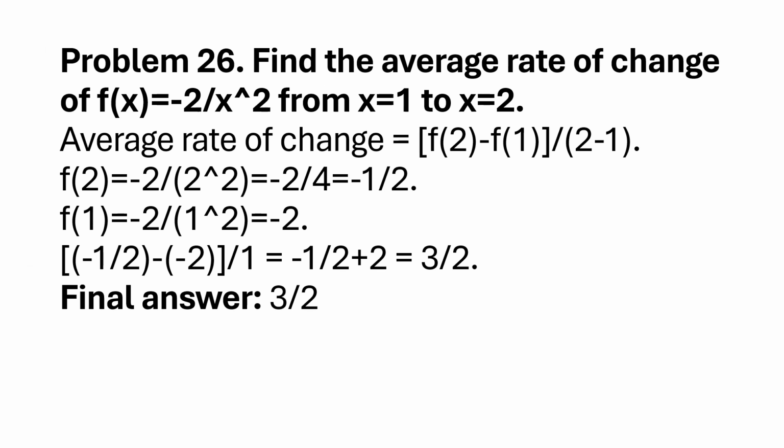We are asked to find the average rate of change of the function negative 2 divided by x squared from x equals 1 to x equals 2. Using the average rate of change formula and simplifying, we obtain 3/2 or 1.5.